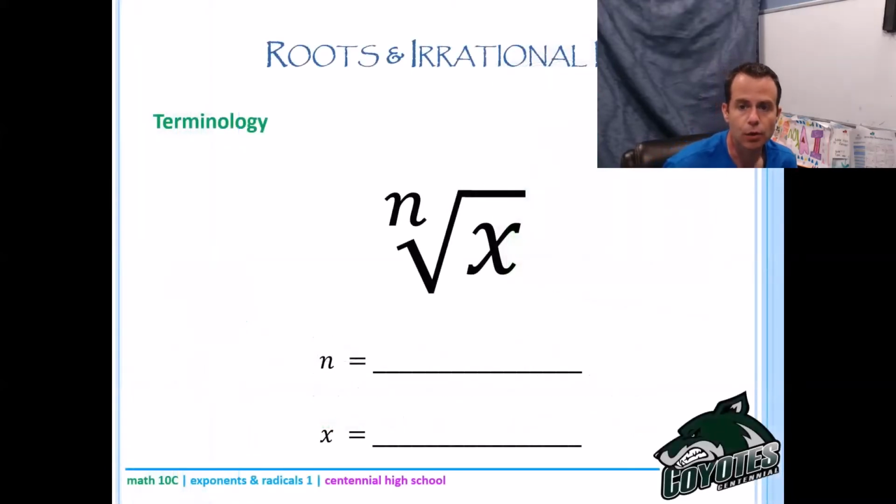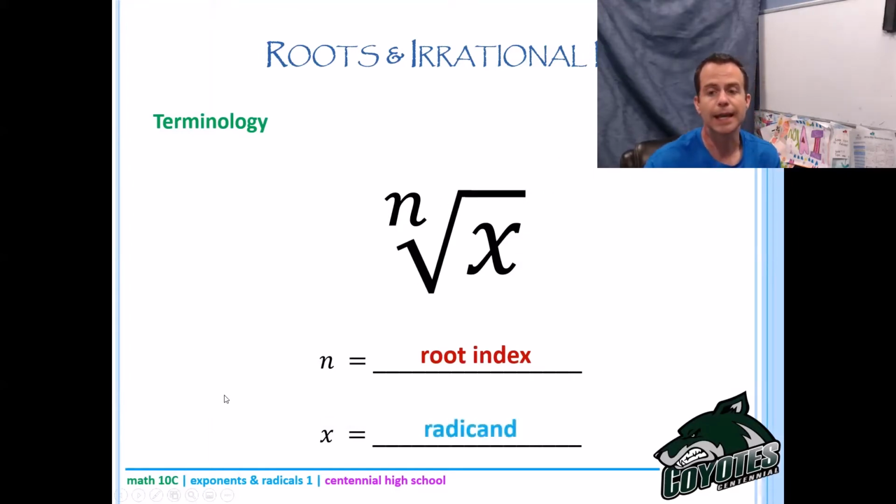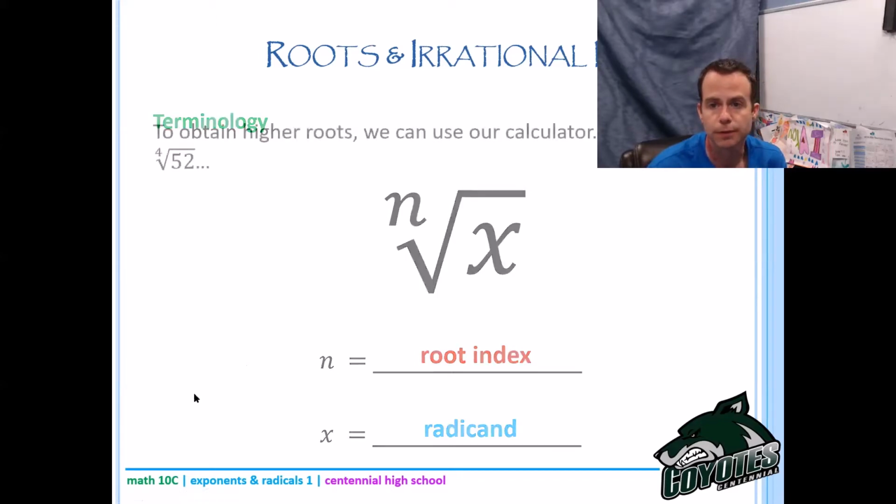Okay, so some quick review of vocabulary. This whole thing here is called a radical. The n itself is referred to as the root index, okay? And then the x, the thing that's underneath the radical sign, that is a radicand, ending in a d, okay? So we introduced that to you before, but we're going to use this a little bit more today, so I wanted to just review it with you.